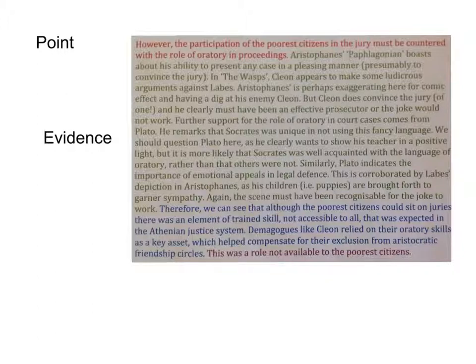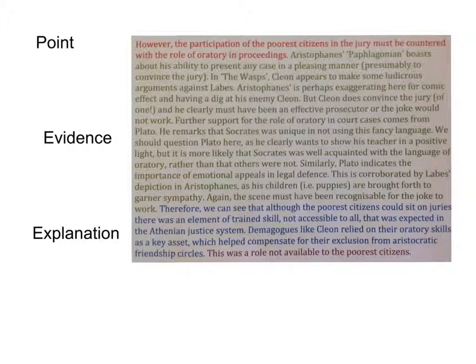I've also then corroborated this with Plato, because he talks about the fancy language expected in the courts. That tells me that it's going to be a regular occurrence. And he also mentions the sort of tricks played by the defence using emotional appeals. It's all about persuasion still. And so I've backed that up also with Aristophanes' depiction of Labes' children. Well, they're in fact puppies because Labes is a dog, brought to garner sympathy.